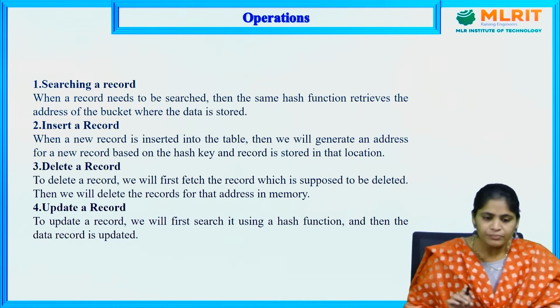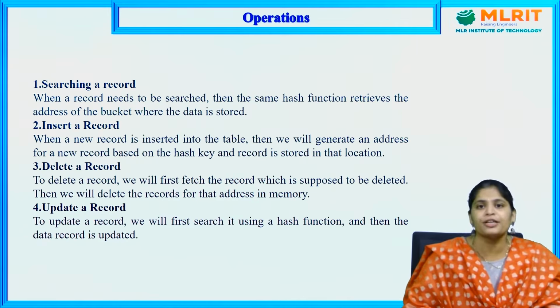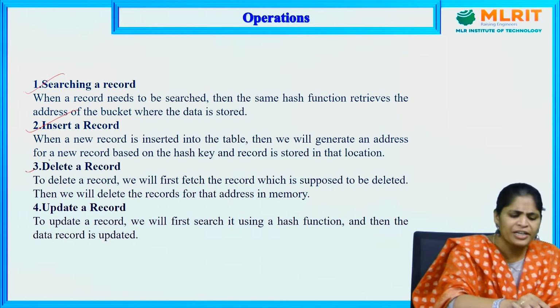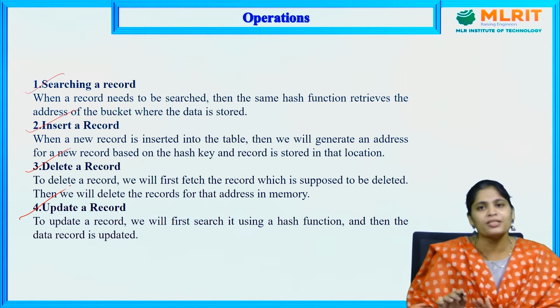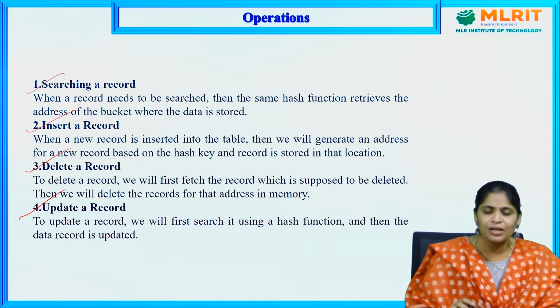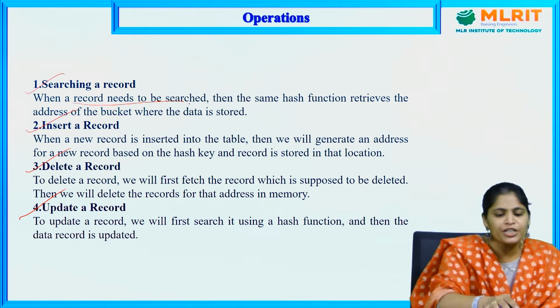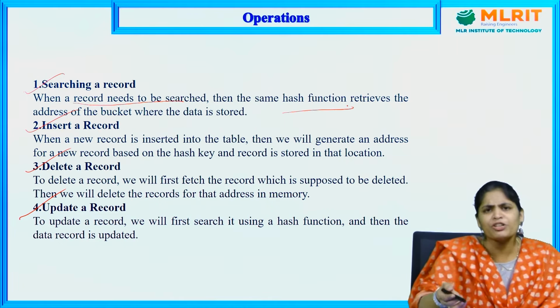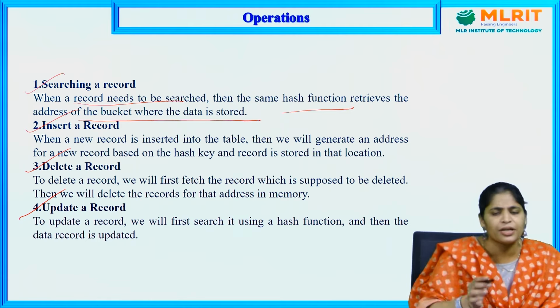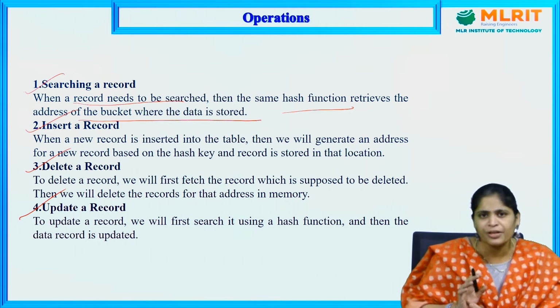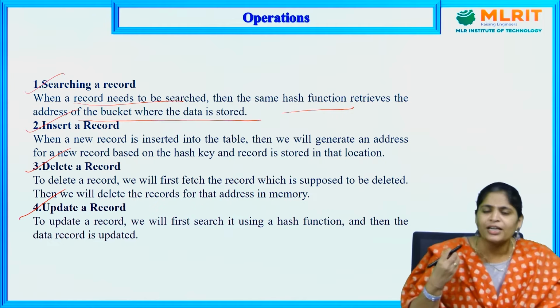Next, what are the operations that we perform here? Searching a record, inserting, deleting, updating, whatever operations we do with the DBMS. When a record needs to be searched, the same hash function retrieves the address of the bucket where the data is stored. Whatever hash address is generated by the hash function will be retrieved, we can go there and retrieve the data record.